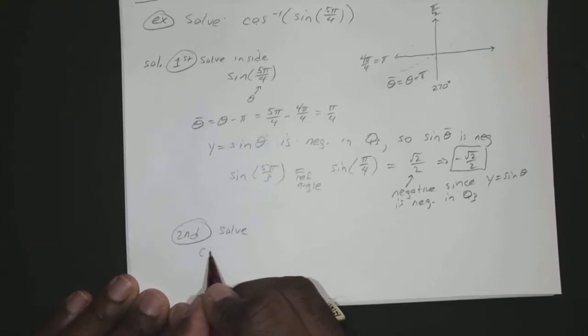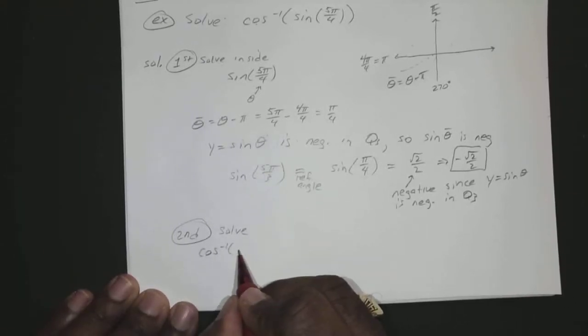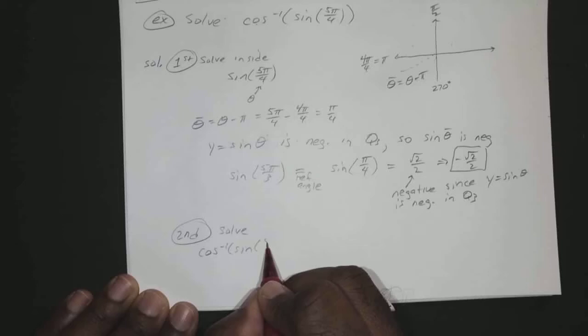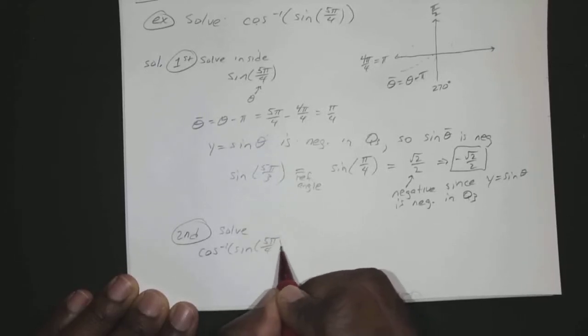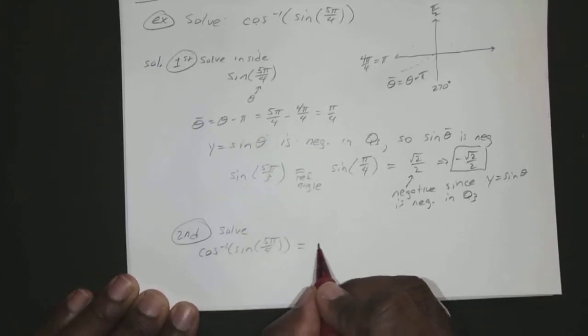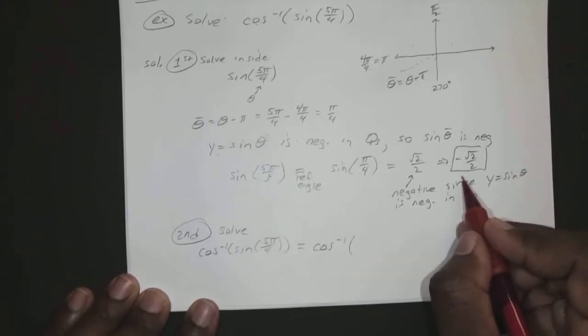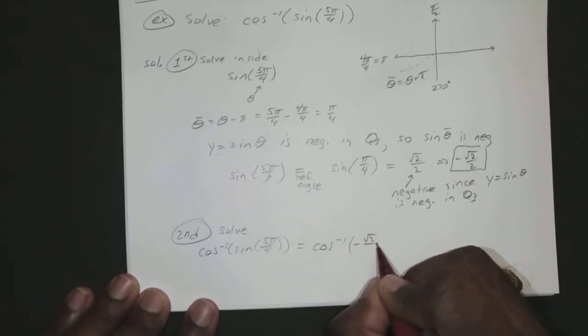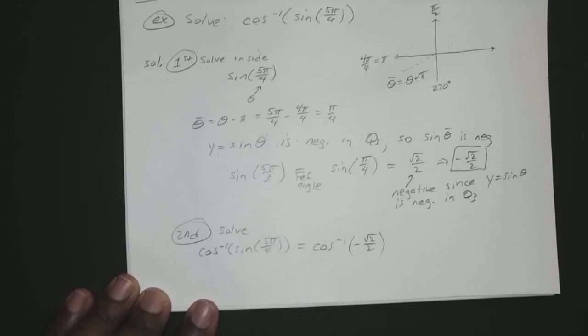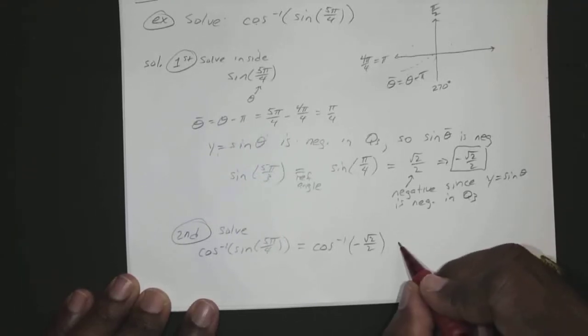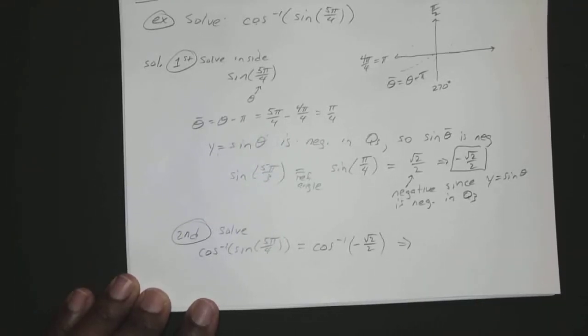So that means cosine inverse of sine of 5 pi over 4 will equal cosine inverse, and remember we made that equal to y, of negative square root of 2 over 2, since we already solved it.